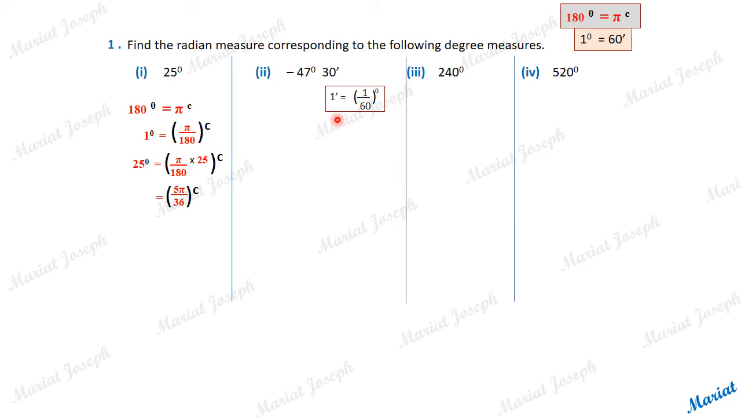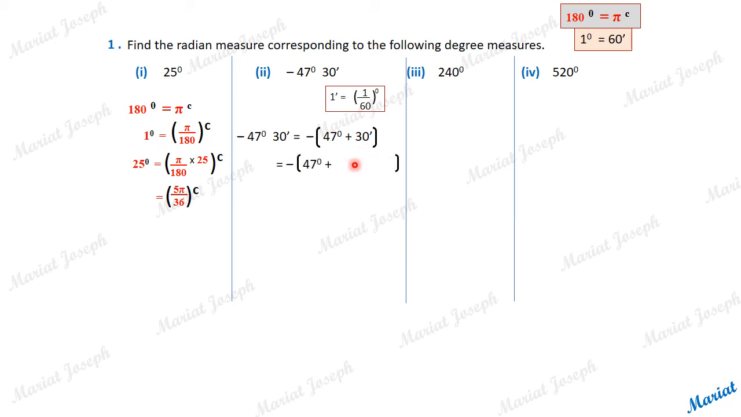1 minute is 1/60th of a degree. This is a subdivision of degree measure. It is degree measure itself, subdivision. There are 60 minutes in 1 degree. And this is the minutes symbol. So 1 minute is 1/60th of a degree. So what will be minus 47 degree 30 minutes? It can be written as minus of 47 degree plus 30 minutes.